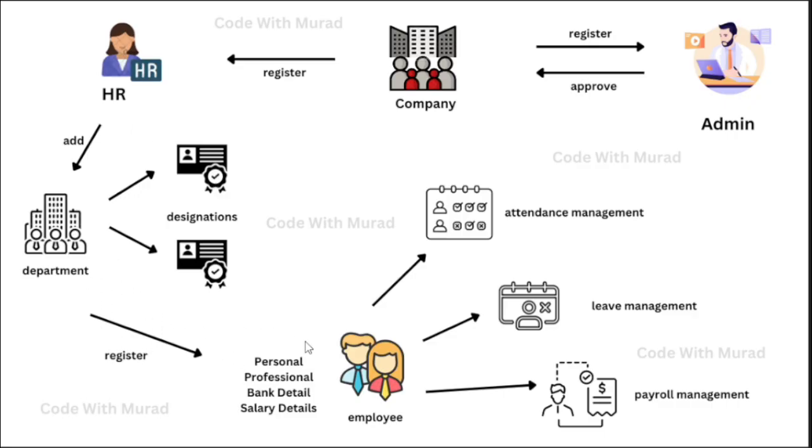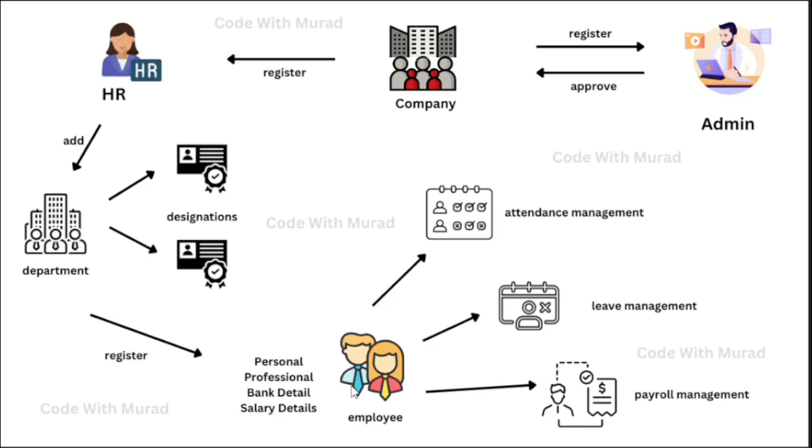While registering the employee into the company, HR will have to provide the complete details about the employee, like personal details, professional details, bank details, salary details. In the personal details, things like address, contact, and emergency contact will be there. In the professional details, there will be details like the department and designation, who is the project manager, and what is the working location. HR will also have to provide the bank details and salary details while registering the employee.